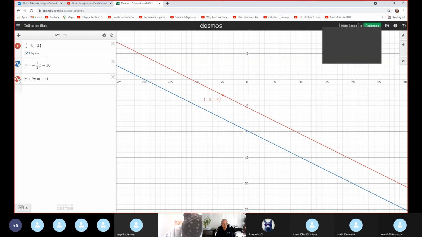It's passing through the given point. Look, this is the given point. And also it's parallel. Parallel means the same slope as this one. Fantastic. Yes or no? Good. Okay, one more example. Let's do it by hand and verify with Desmos.